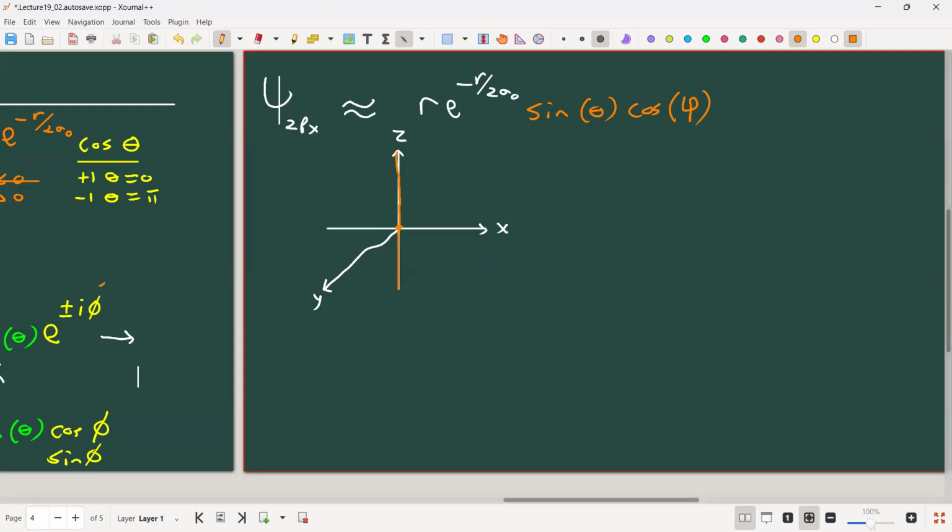Sine of theta is maximum at pi over 2. That's the xy plane. So this function is going to be somewhere in the xy plane. And then cosine of phi is maximum at 0 and pi, so it's at x positive and x negative. So this function is going to be max at phi equals 0 and phi equals pi. So that's going to be here and here.